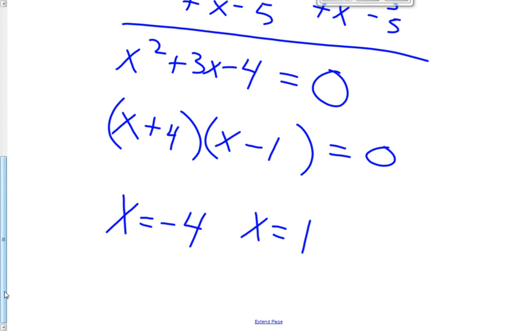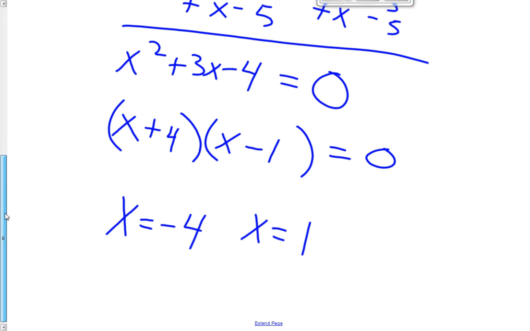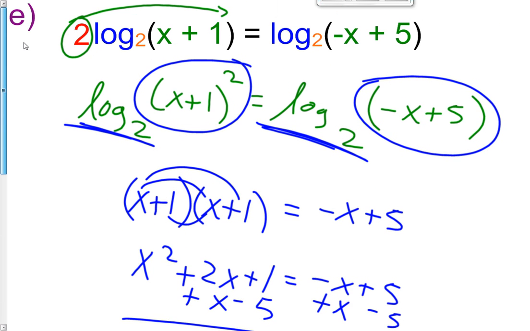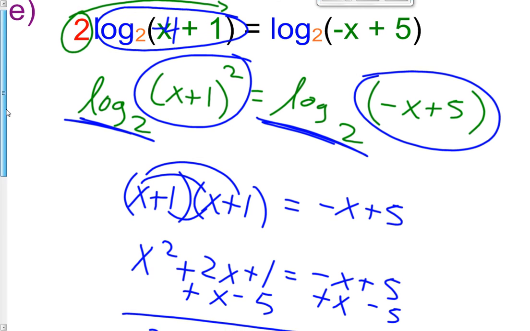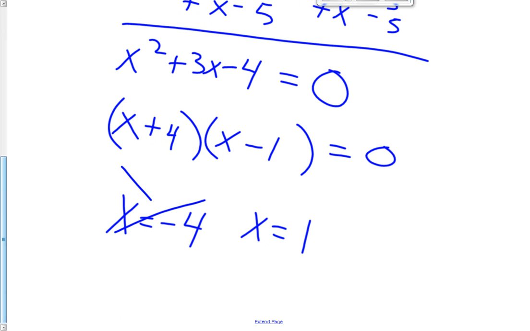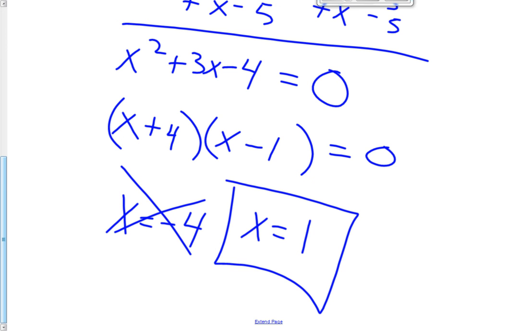We should see if any of these are extraneous. Do we take the log base of a negative number? Well, if we put a negative 4 in there, what's negative 4 plus 1? Negative 3. So to take the log base 2 of a negative 3 is extraneous. We cannot do that. So this one does not work. Our only answer is x equals 1.